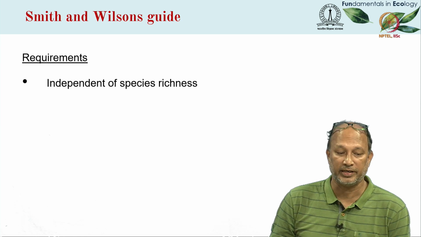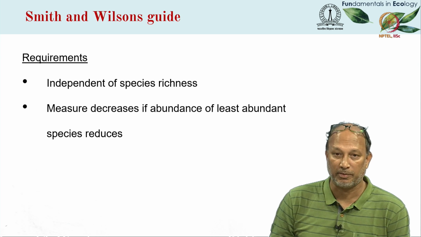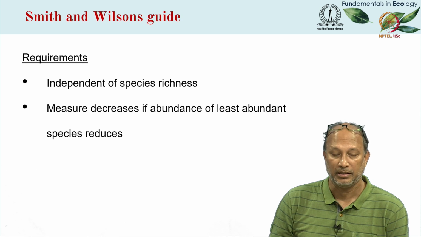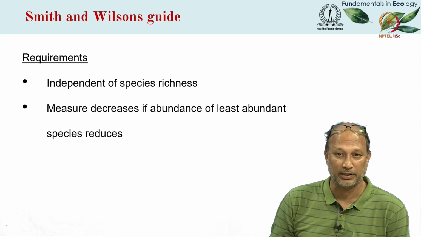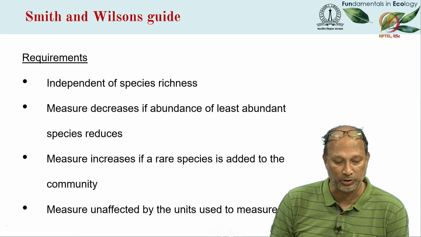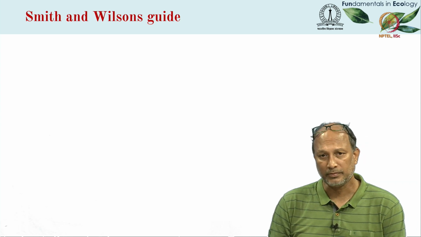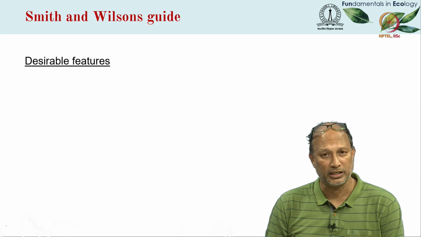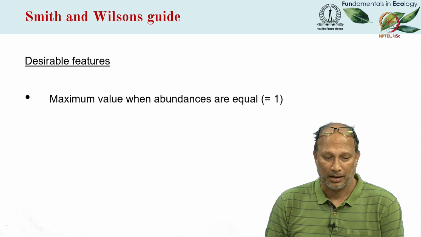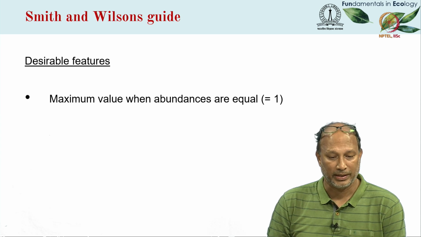The requirements of an index, they say, is that it should be independent of species richness. The measure decreases if abundance of the least abundant species reduces, that is, the community becomes more uneven. It increases if a rare species is added to the community, and it's unaffected by the units used to measure it.